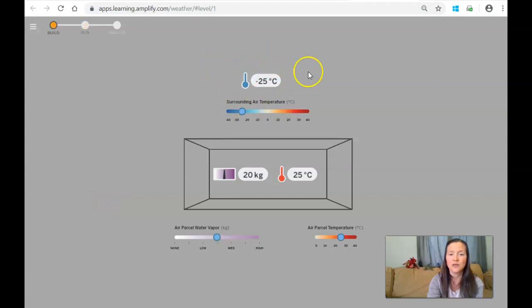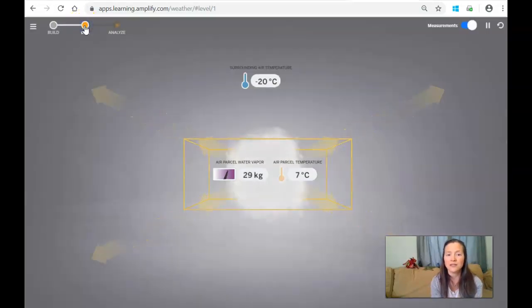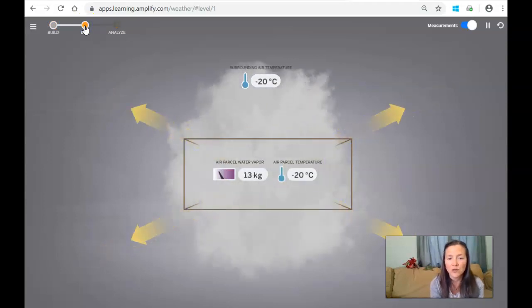Okay, so I've got 25 up here. I have 25 in here, but wait, this is supposed to be negative 20, so I'm going to change it. All right, it's a little particular. Let's see if we can get it on negative 20. There we go. And then I'm going to change the water vapor to sort of a medium-high level, because that's what it's calling for on our table. And now I'm going to turn this to run, and we're going to see what happens. All right, I'm watching. What do I observe?